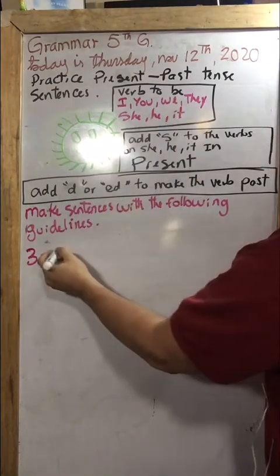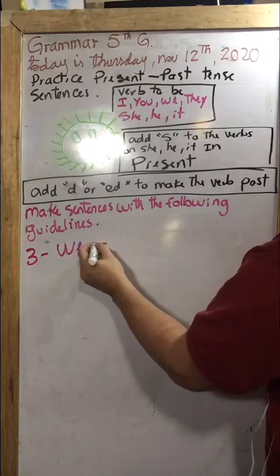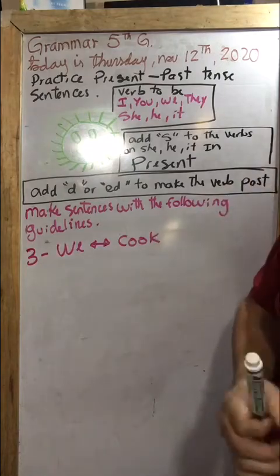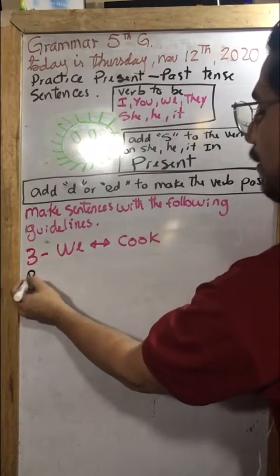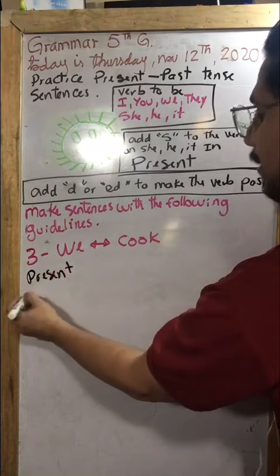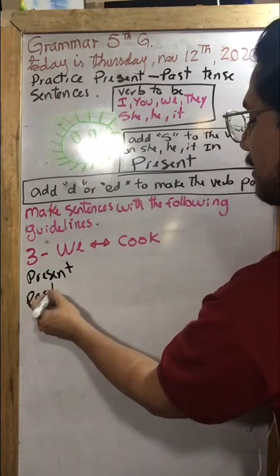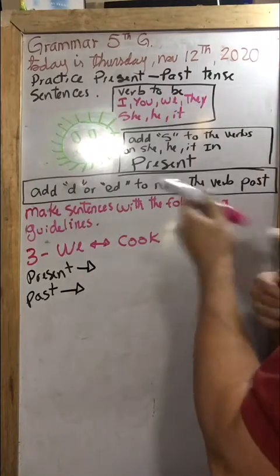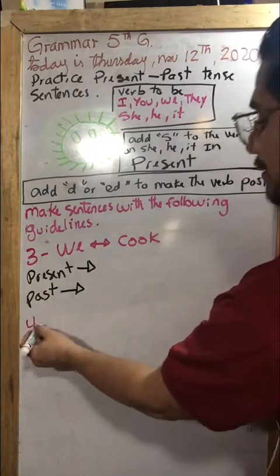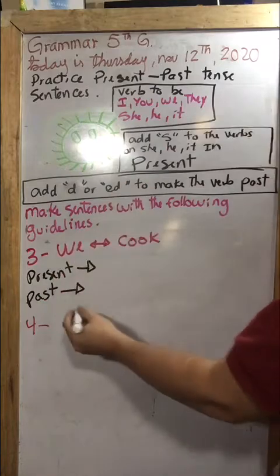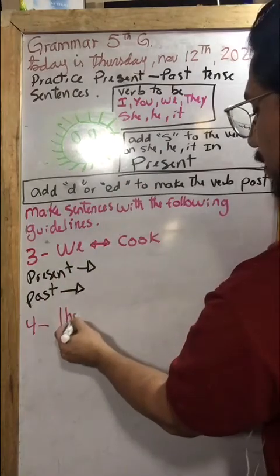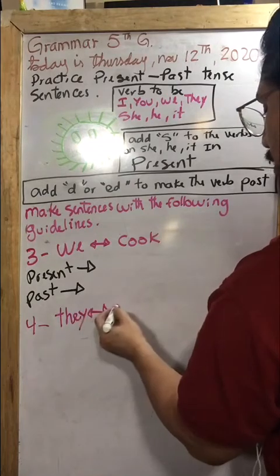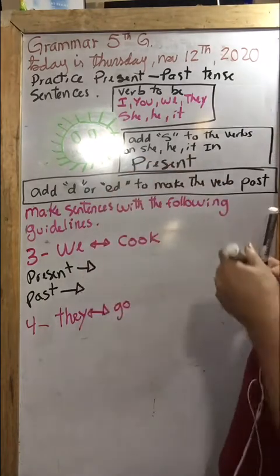Then we have we, for cook. And then again we have present and past, and then for they, we have they for go. Okay, so what are we gonna do?